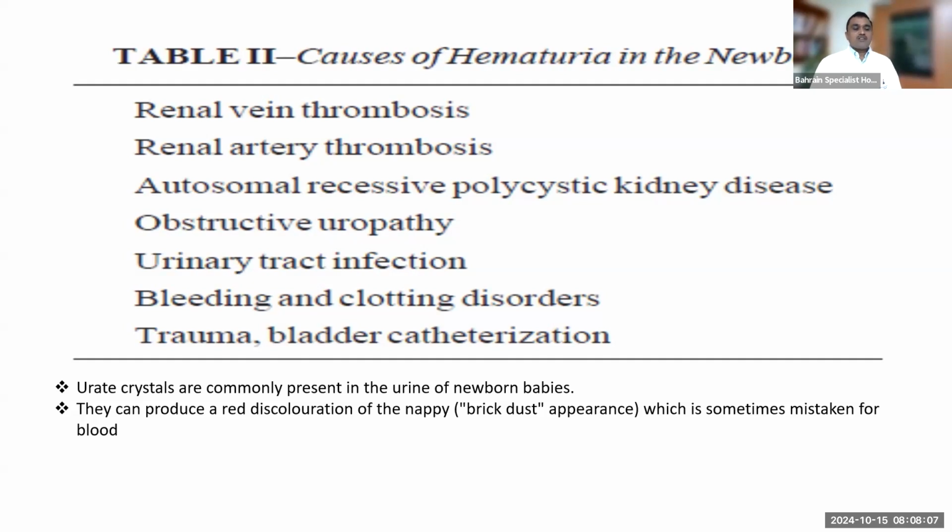Urate crystals are normally found in the urine of newborn babies under dehydration. They can produce a red discoloration of the nappy, which you should not confuse with hematuria. If you look at the diaper, there will be a brick dust appearance, which is sometimes mistaken for blood. So in any child with dehydration in whom you are suspecting hematuria, you have to think about renal vein thrombosis.